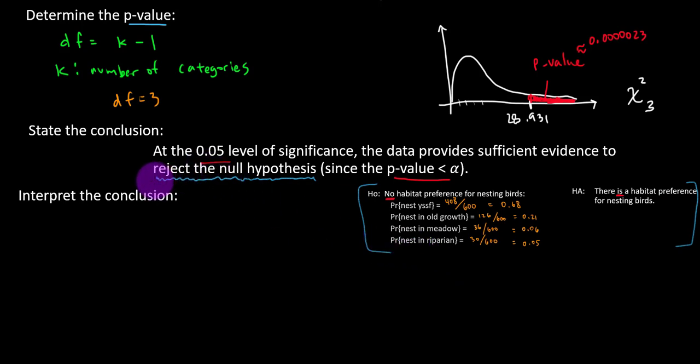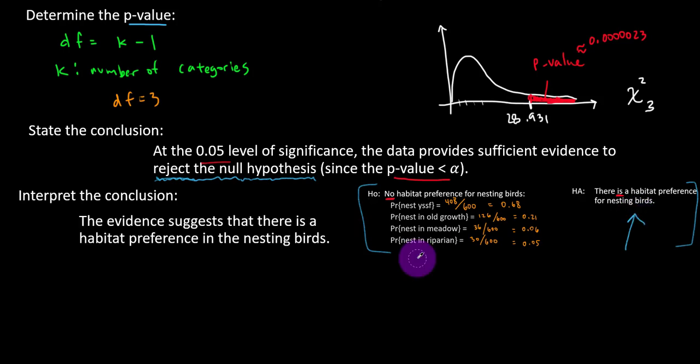Because we are rejecting the null hypothesis, that means that the evidence is in support of the alternative. Therefore, as brief as I can state this, the evidence suggests the statement in the alternative, that there is a habitat preference among these nesting birds. Remember, we do not prove that there's a habitat preference. This is just what the data seems to be in support of. Right? This could be a type 1 error, but we don't know.